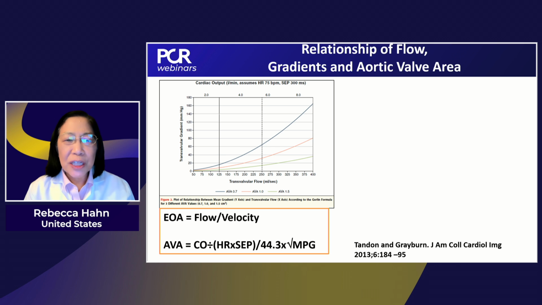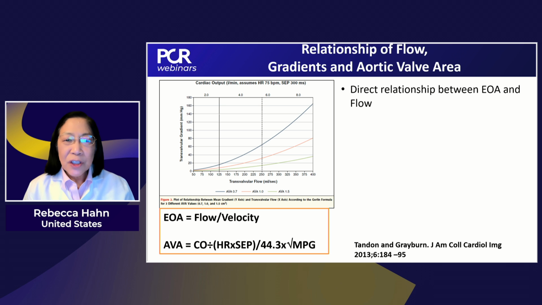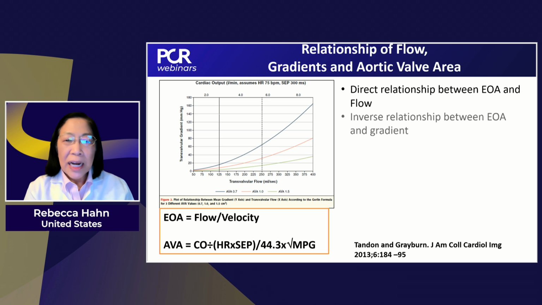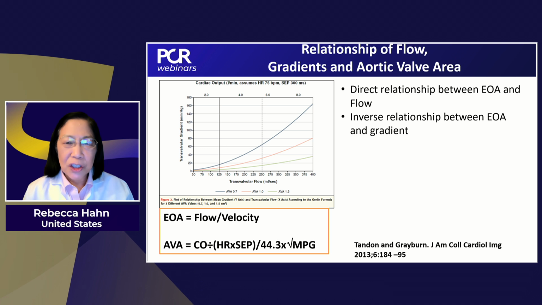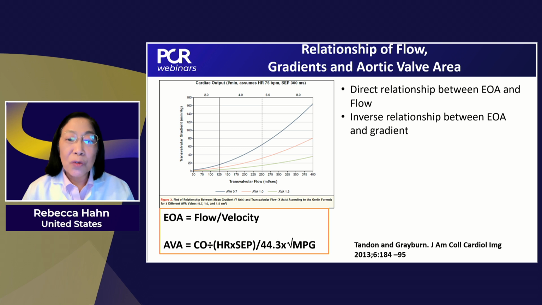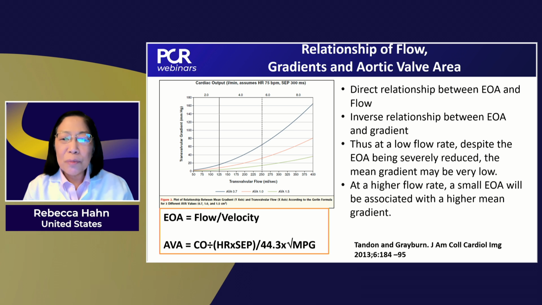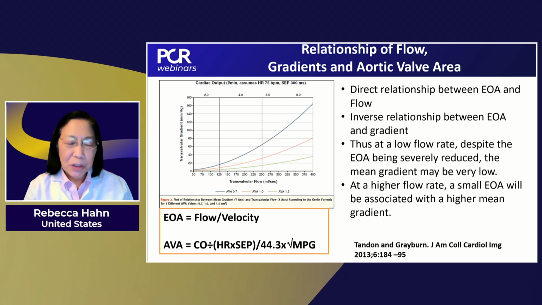The first thing to understand is that there is a strong relationship between flow, gradients, and aortic valve area, such that there is a direct relationship between valve area and flow, as well as an inverse relationship between valve area and gradient, which means that in the setting of low flow, despite a valve area being severely reduced, the mean gradients could be very, very low. And as you have a higher flow rate for any given valve area, you'll see a higher mean gradient.